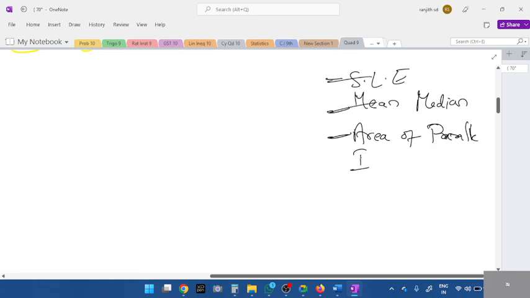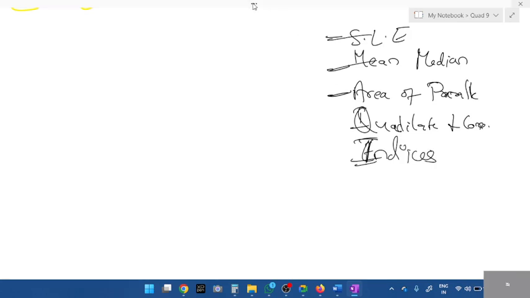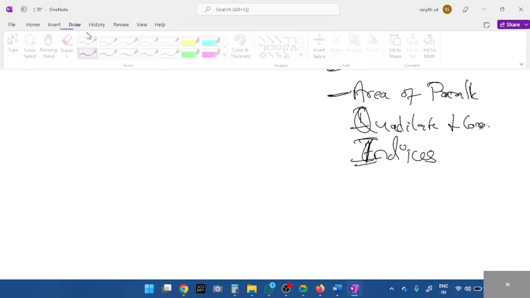Now I'm going to do quadrilateral and construction. Construction has only 3 or 4 important questions. Next we have indices. Indices we have done a lot of times, students. Those who are regular will be able to solve. Others, it is left up to you.